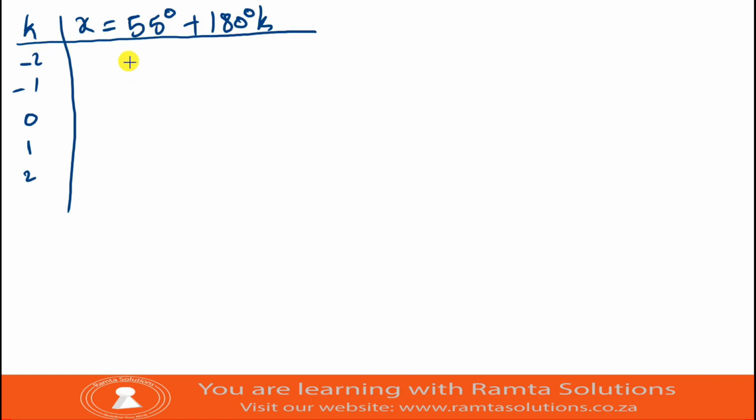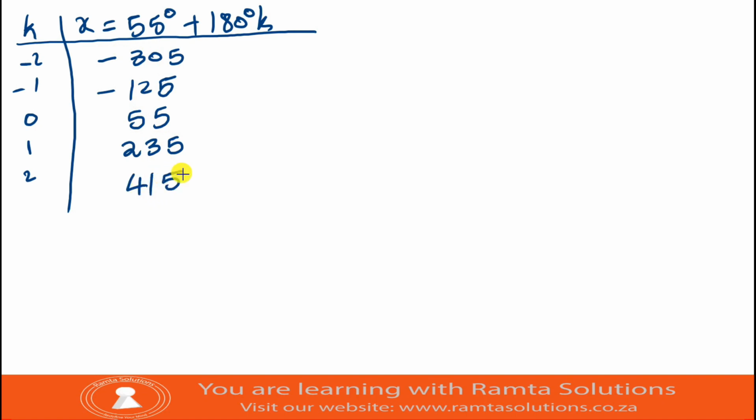What would x be? You can use your calculator. On Casio, you can use table form: 55 plus 180 x, and I will start at minus 2, end at 2, and my step will be 1. So as you can see, this will be minus 305, while this will be minus 125, while this will be 55, and this will be 235, and this will be 415.